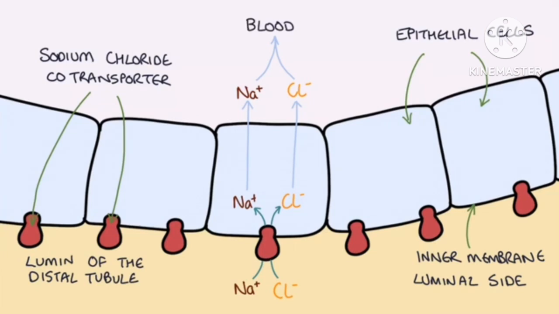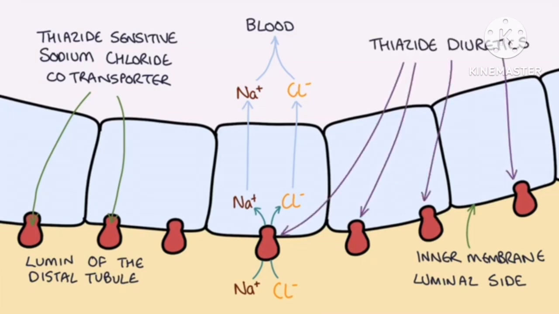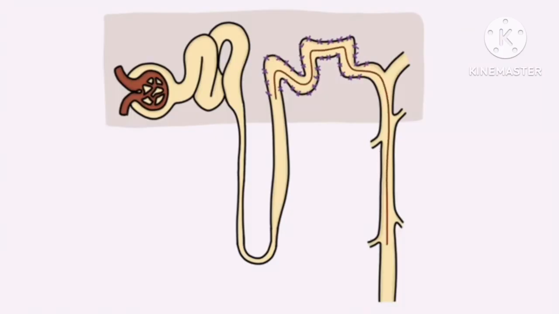This co-transporter molecule is called a thiazide-sensitive sodium chloride co-transporter, and it's the target of action of the thiazide diuretics. What the thiazide diuretics do is they work to block the thiazide-sensitive sodium chloride co-transporter, and this blocks the reabsorption of sodium and chloride from the filtrate into the blood, which means that more sodium and chloride is excreted in the filtrate and into the urine. Because water follows sodium, by excreting more sodium, water is also excreted, so it has a diuretic effect and releases water from the body.